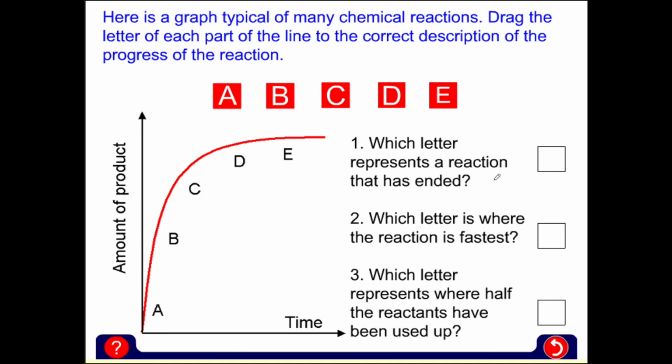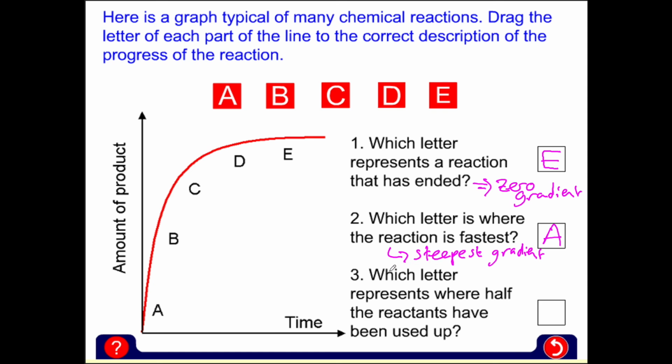So first one, which letter represents a reaction that has ended? So we said previously that this is where it has a 0 gradient, and therefore that's going to be position E. Which letter is the reaction where the reaction is fastest? So this is going to be where our gradient is at its steepest, and there, that is the fastest part of the reaction, part A.